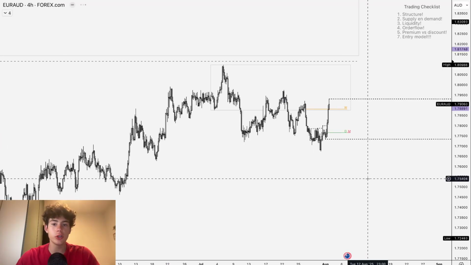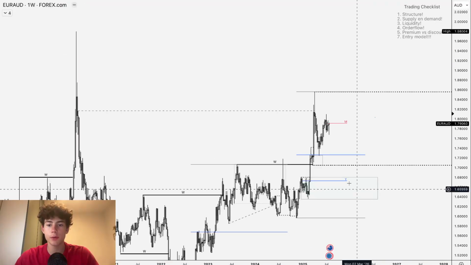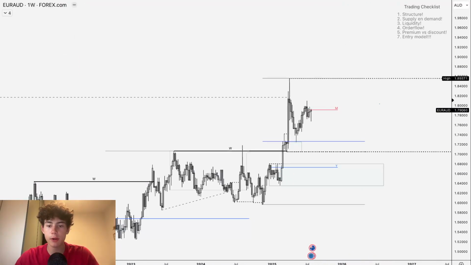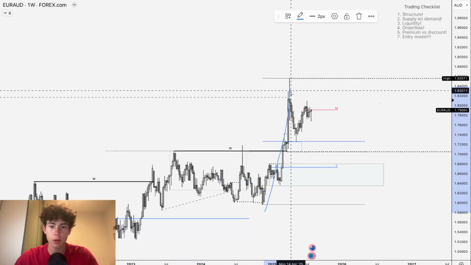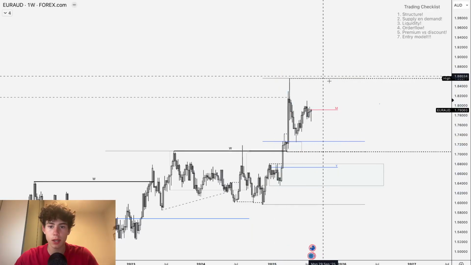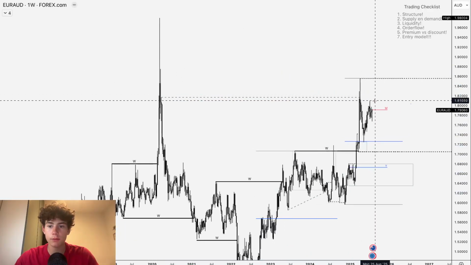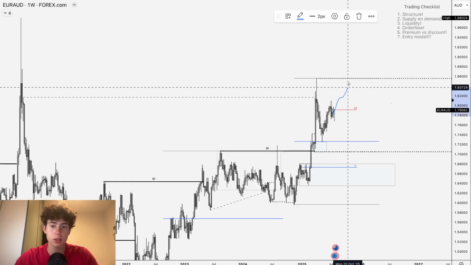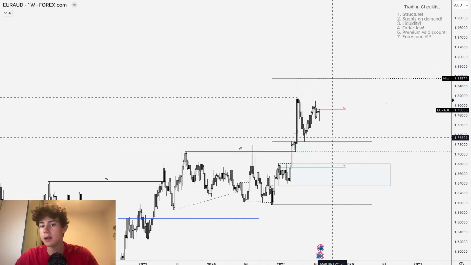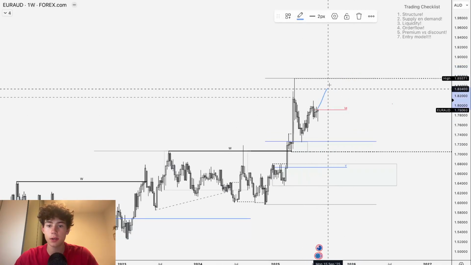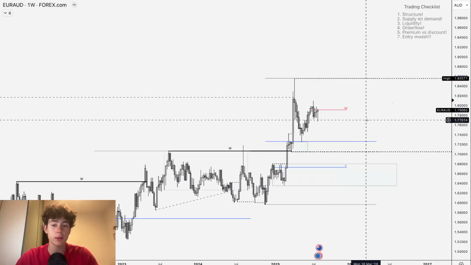Going over to EURAUD, let's start off from the weekly again. So on the weekly time frame, you can see we're bullish. We tapped the discount prices after this move up, and now we could make a new swing high. We did take some liquidity above this high, but as long as we are pushing up higher and the order flow is bullish, we could just continue to trade up higher. So that's also what I'm expecting.